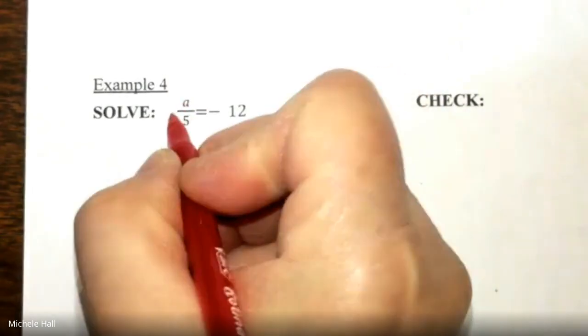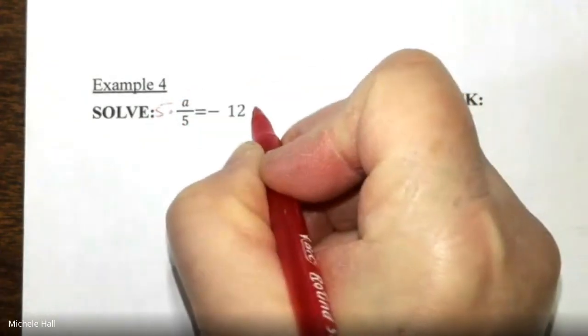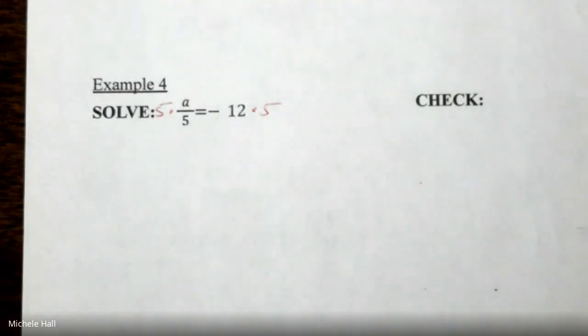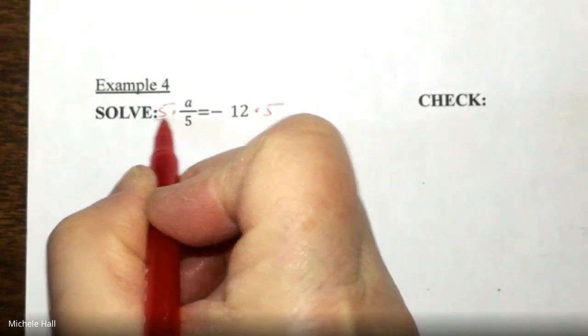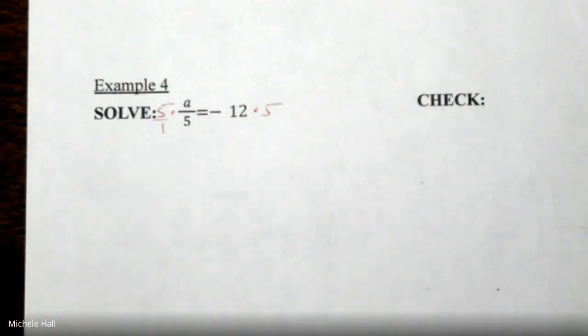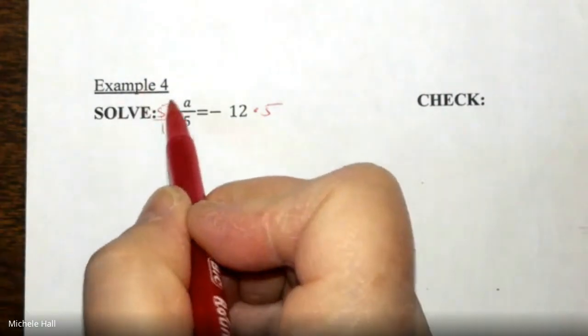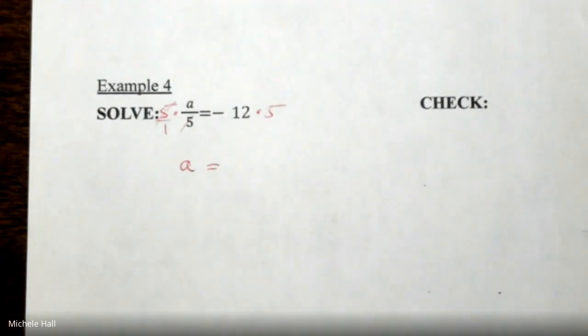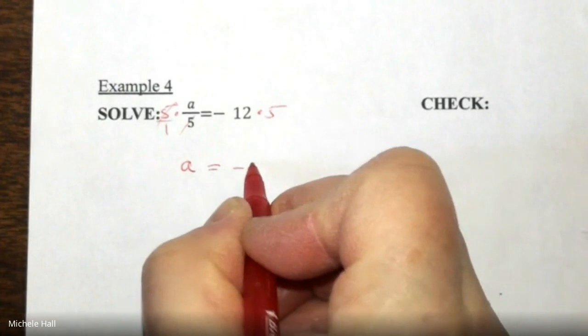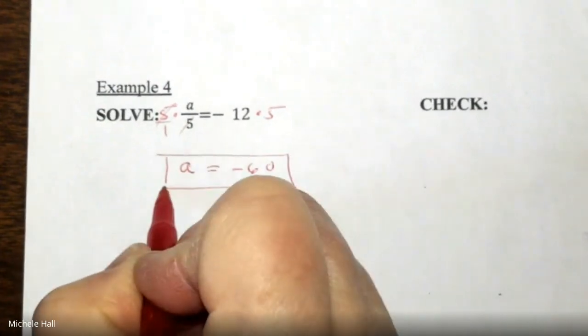Example 4. What is being done to a? And the opposite of dividing by 5 is, I'm going to multiply by 5. I can use parentheses. I can use the dot. Now, I have a fraction right here. So if I make 5 a fraction, 5/1, notice that the 5 in the numerator is going to cancel with the 5 in the denominator, just like we wanted. And we're left with a +1a. Then -12 times 5. 12 times 5. -12 times 5 equals, positive times a negative.